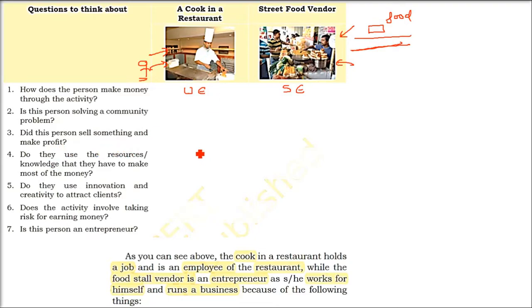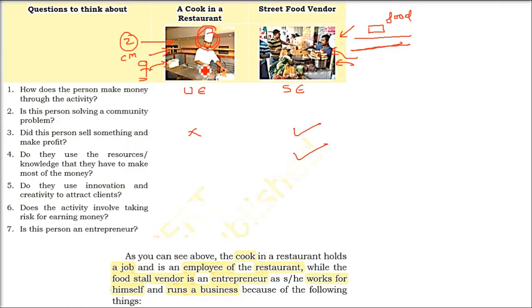Did this person sell something and make profit? No. The cook is not selling anything. He might be getting 10,000 per month, he'll get 10,000. 2 chow mein you make, momo you make, 2 dosas you make. But a street food vendor will sell something and make profit. Do they use their resources and knowledge to make the most of the money? See, the cook might have learned hotel management. He has a good idea of cooking food. He's doing that. Right? He's using his knowledge. But the street food vendor is using the knowledge as well as the market scenario. He knows what to make and he is doing it on his own. Okay?